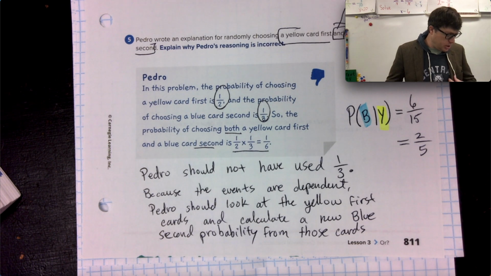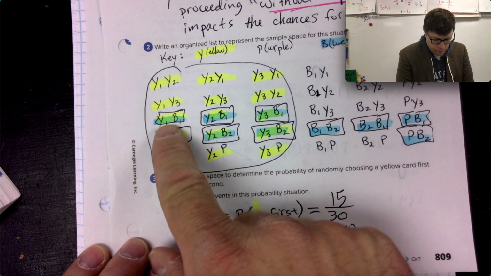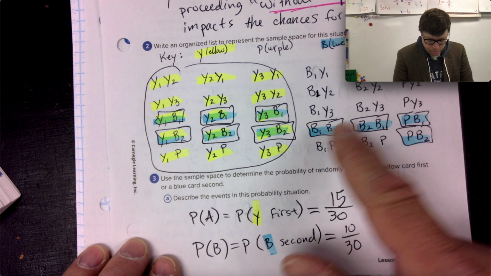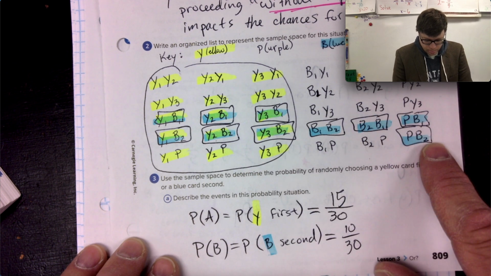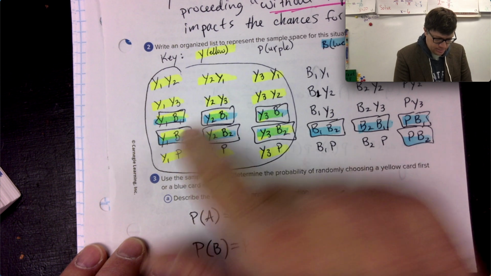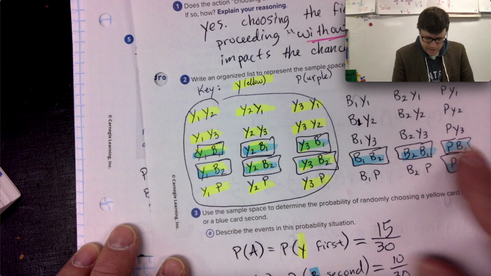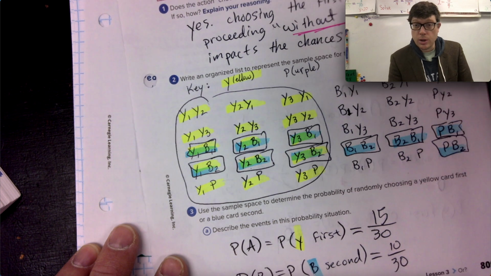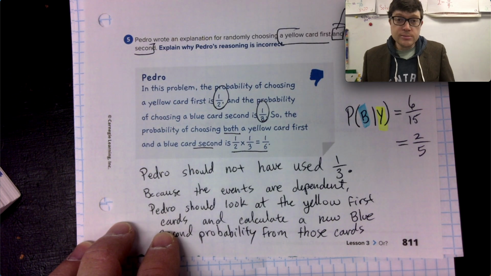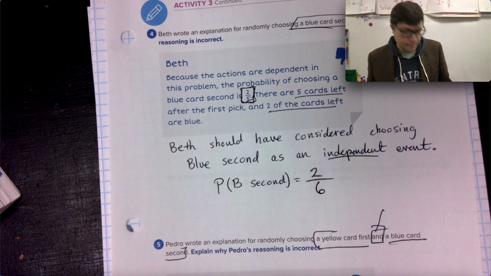Show how the sample space in question 2 disproves Beth's thinking. If Beth is thinking of choosing a blue card second, blue, blue, blue, and so on. 1, 2, 3, 4, 5, 6, 7, 8, 9, 10. Yeah, 10 out of 30 is 1/3. She should have come up with 1/3. Straight up. Beth should have said 1/3, and she didn't.